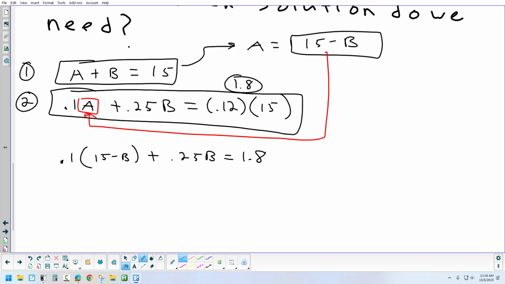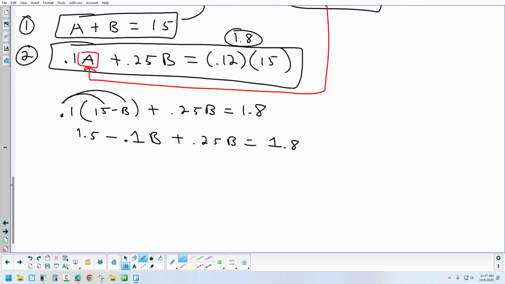Now we've got an equation with only one letter in it. That's a linear equation, just like the one we solved before with the distributive property. What's 0.1 times 15? 1.5. And 0.1 times negative B is just negative 0.1B. And that's it for the first step. Okay. What can I do on the left side now?